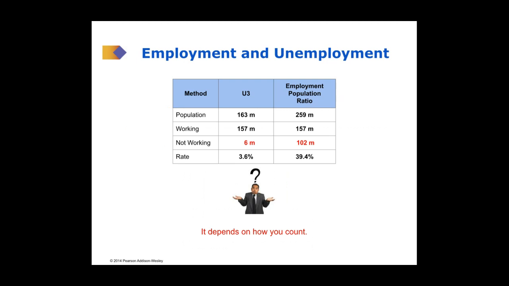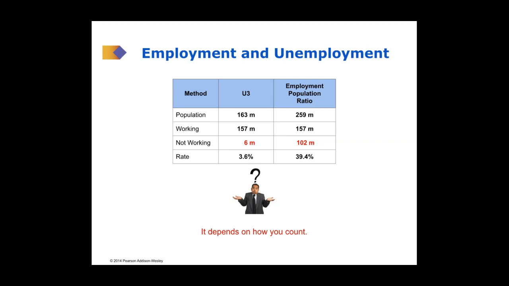So in this table, we can see two different calculations about employment and unemployment. In the first calculation, we have a certain population, number of people working, not working, and then we have an unemployment rate. In the column labeled U3, which is one of the ways that economists calculate unemployment, the unemployment rate is 3.6%. 6 million of the 163 million people in the population are not working, and so the unemployment rate is 3.6%.